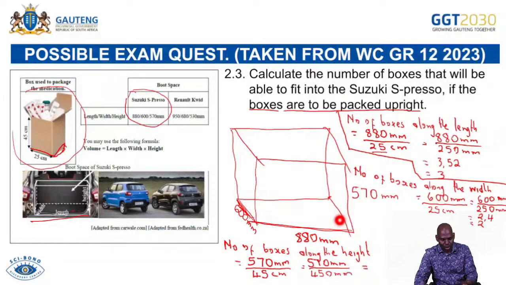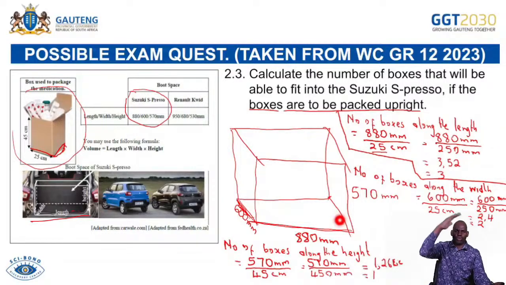get on my calculator 1.2666, and so on and so on. So this will be 1. So for the height wise, I can only put 1 box.